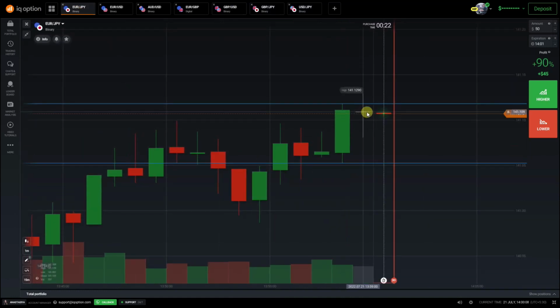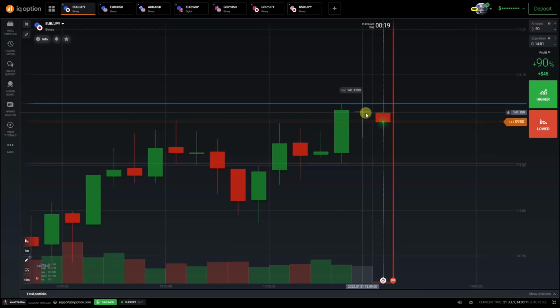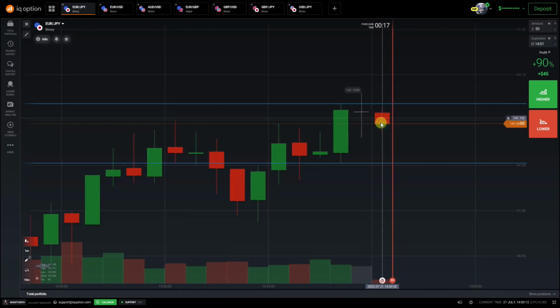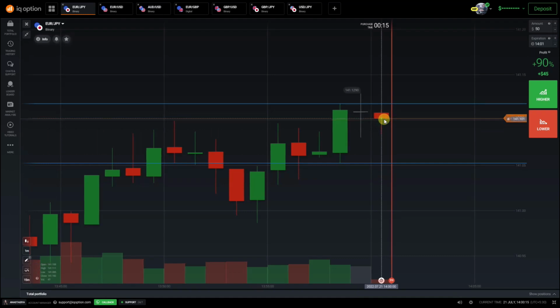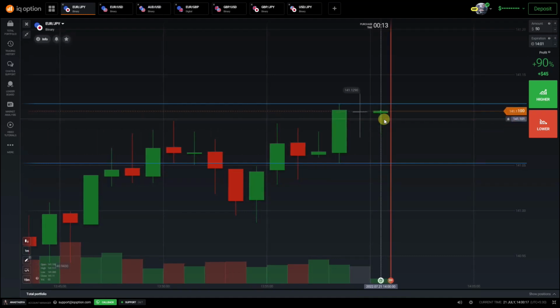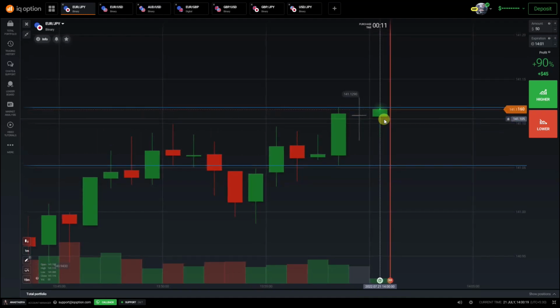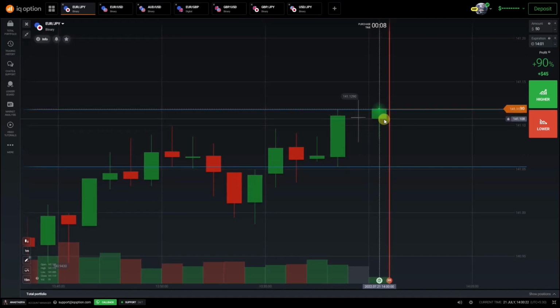Here, one candle is closed inside, and we will count it as a green candle, and this will be counted as a red candle. If the red candle closes, we will buy, and if that is a green candle, then we will sell. But if it is broken, then we will avoid this setup.